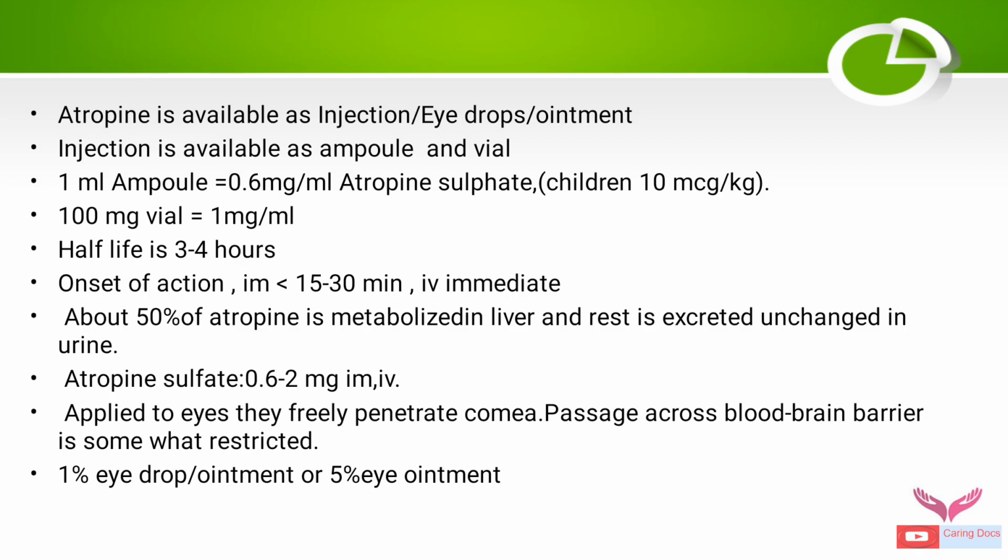Onset of action depends upon the route of administration. In the intramuscular route, the onset of action is within 15 to 30 minutes. For IV use, it's immediate. About 50% of atropine is metabolized in the liver and the rest is excreted unchanged in the urine. So the dose of atropine is 0.6 to 2 milligram IM or IV.